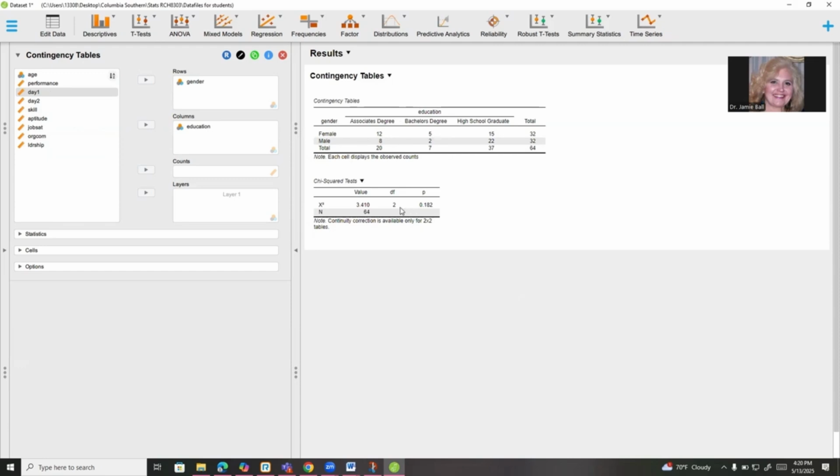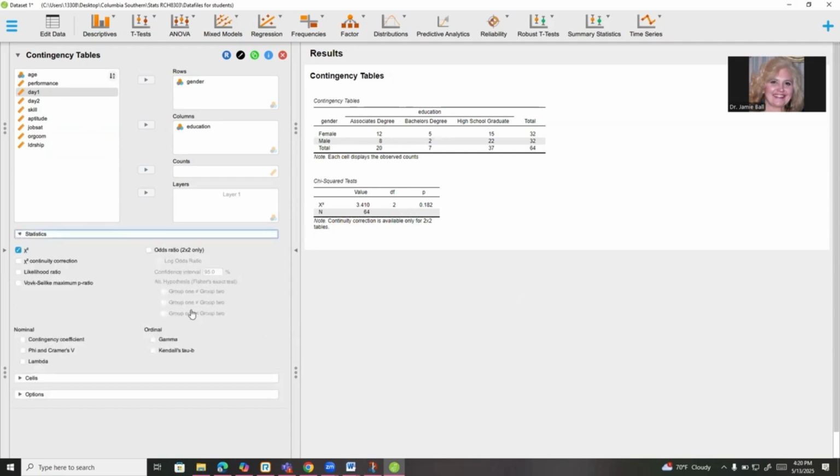With that, I also got a chi-square test. Now I can order that right here. You see it under statistics, x squared, that's a chi-square. Okay. So this just tells me how many, like this is 5 females with a bachelor degree, 15 females that are high school graduates. We've got 32 total females. Okay, that's how to read this.